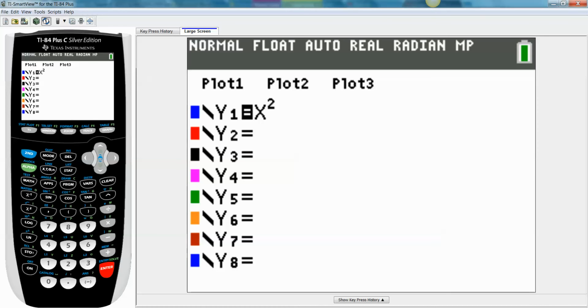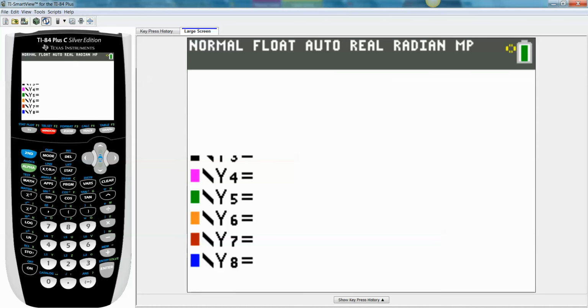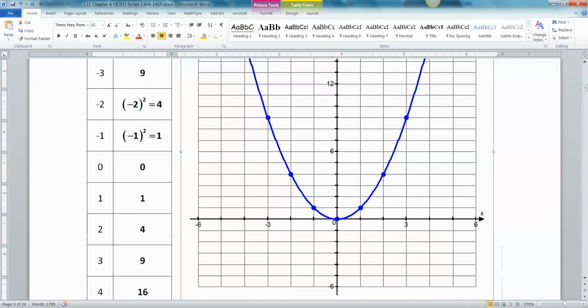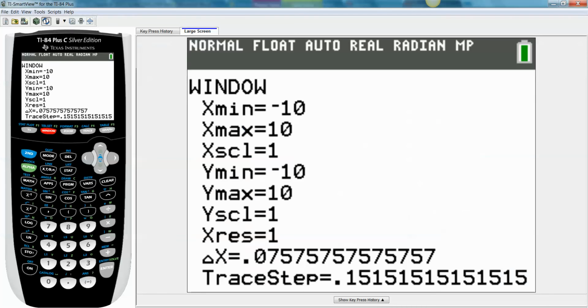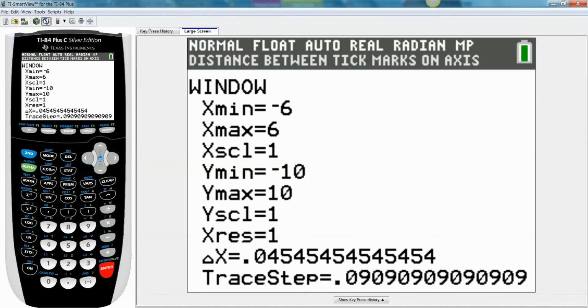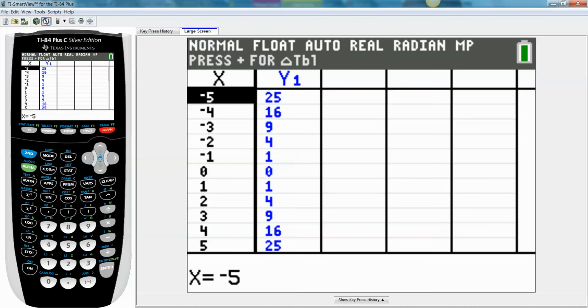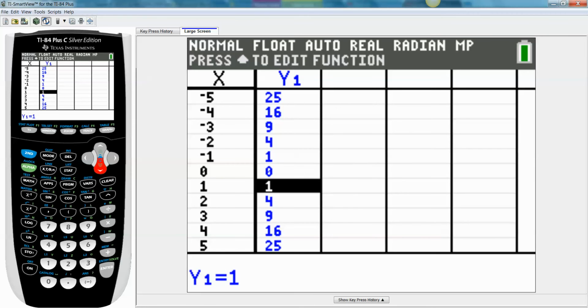And then if I want to make the window match the window we had on the screen, I could make my window go from, I don't remember, I think it was negative 6 to 6, negative 6 to 6, negative 6 to 18. So I can go to window and say negative 6, 6, and then go down to the y min and make that negative 6, and then 18. And then I can press graph and see it matches the one that we have on the paper. And then also we can check our table by going to second table, and you can see the values in here. 16, 9, 4, 1, and so on.